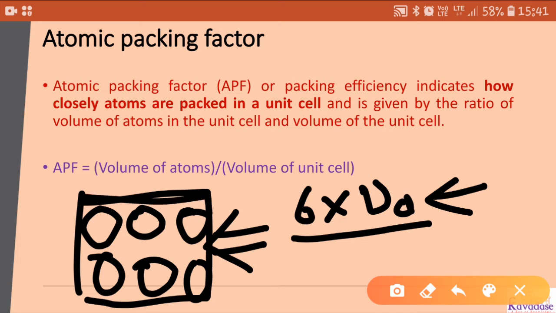So this is my unit cell, and if I assume this is my cubical container, then the volume of the cubical container is VC. So the APF for this system can be given by 6 times VA divided by VC. Okay, so this is APF.